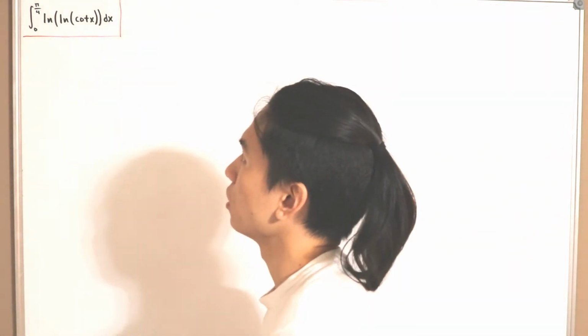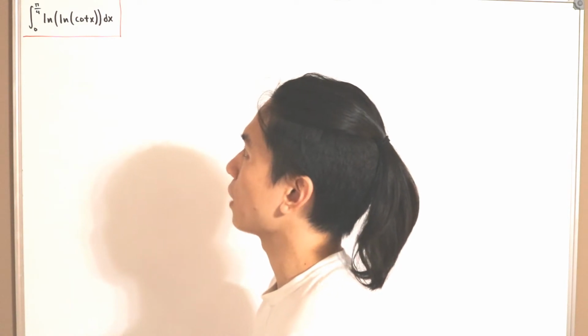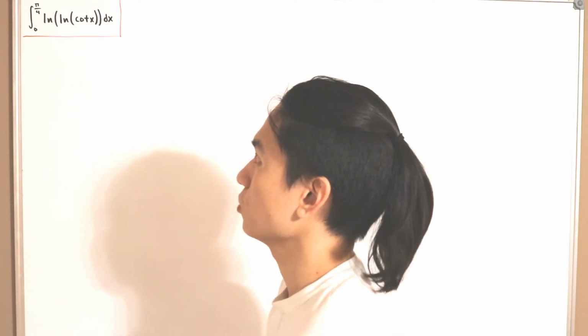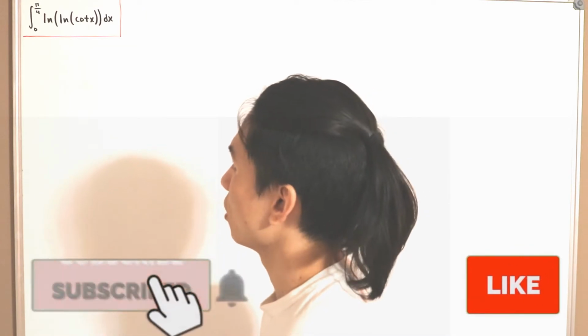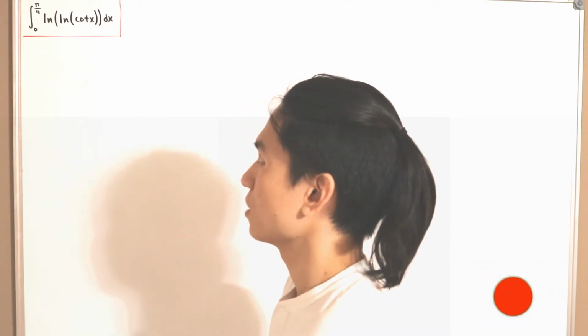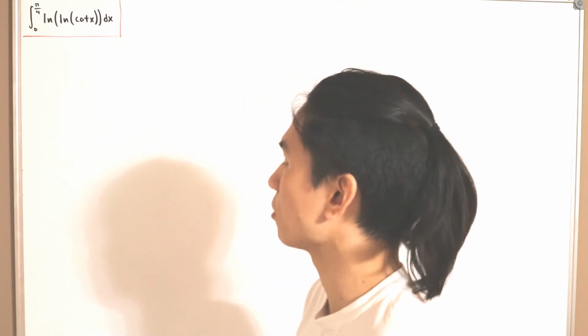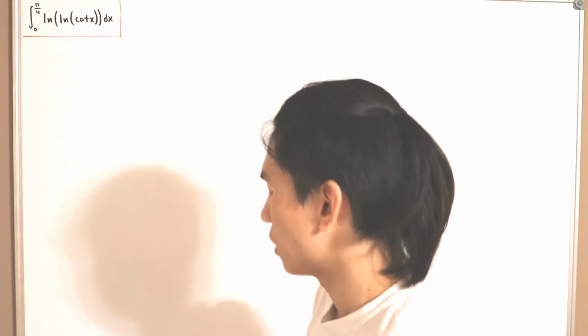In today's video we have the following integral: the integral from 0 to pi divided by 4 of the natural log of the natural log of cotangent x dx. I guess some might call it a double logarithm of a trig function of an integral, rather.